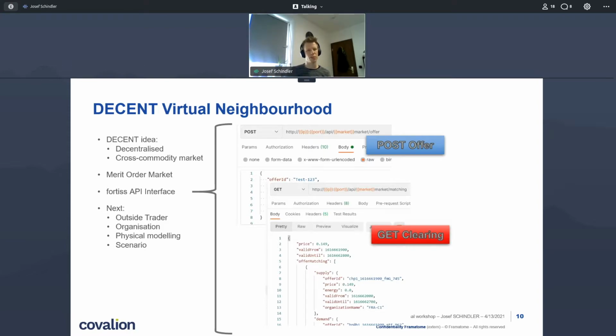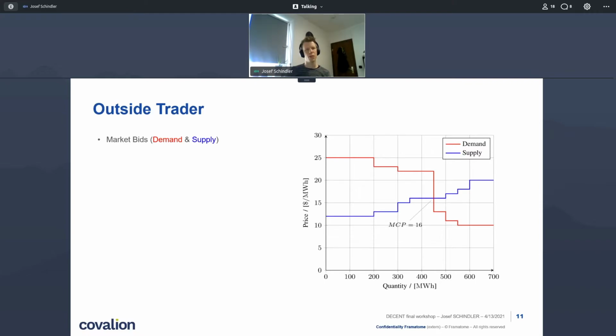Next, we will talk about some mechanisms. The first one is the outside trader. So, of course, on the market, we can place bids, which are demands and supplies, here shown as red and blue curve. Some of them may be flexible bids, where you can make money or optimize the power system, and others are fixed needs. And by placing those on the market, you can minimize the cost with game theoretical thinking and strategies.